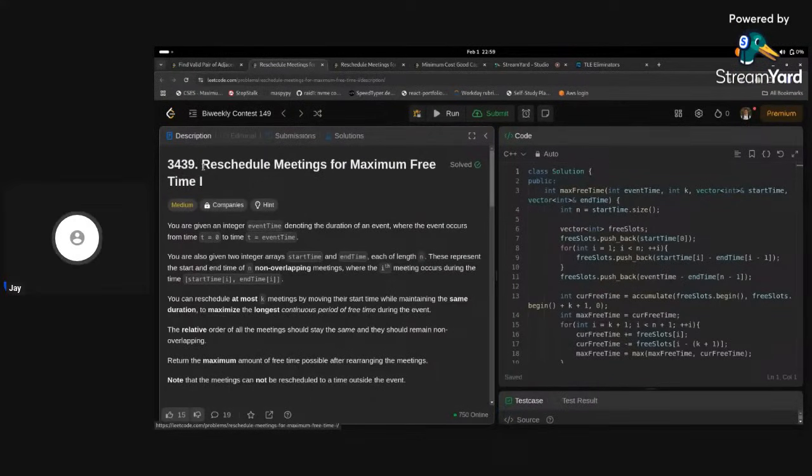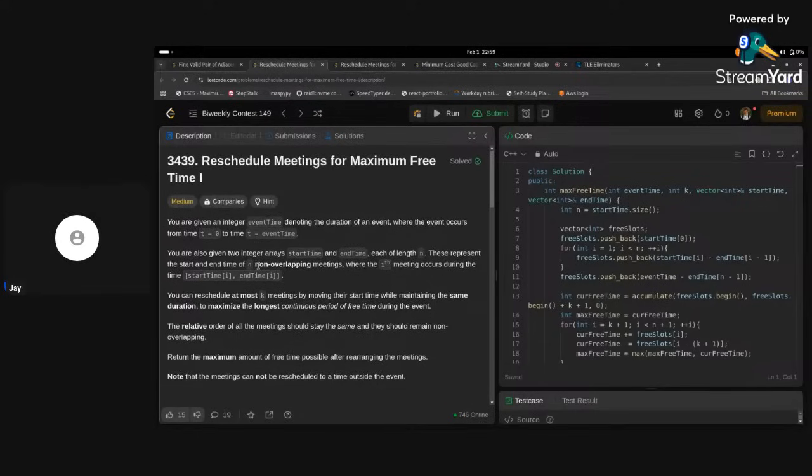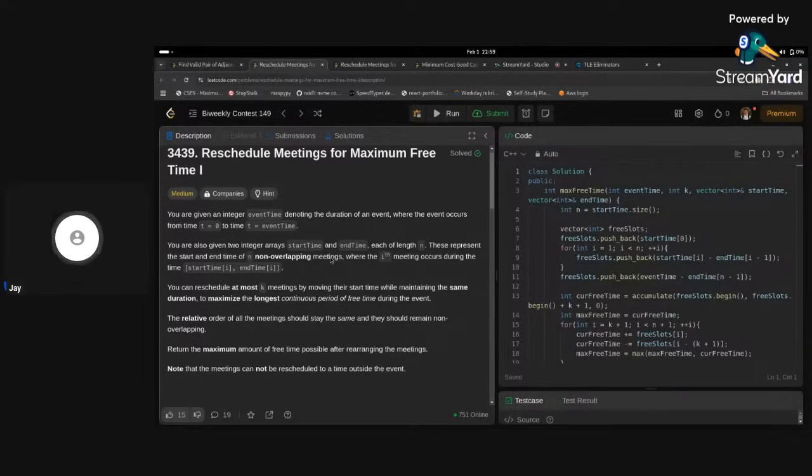The second question was reschedule meetings for maximum free time. Actually, question 2, B and C were very similar. Now, in this question, you are given an integer event time denoting the duration of an event, where the event occurs from time t equal to 0 to event time. We're also given two arrays, start time and end time, each of length n. These represent the start and end times of n non-overlapping meetings, and each of these meetings occurred in the event time, that is 0 to event time. So the ith meeting occurred between start and end time.